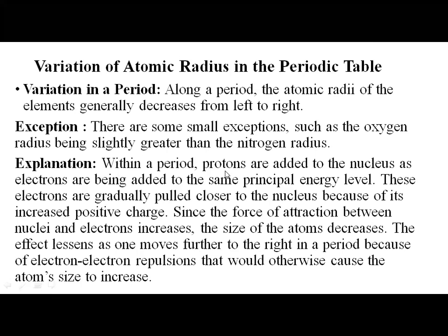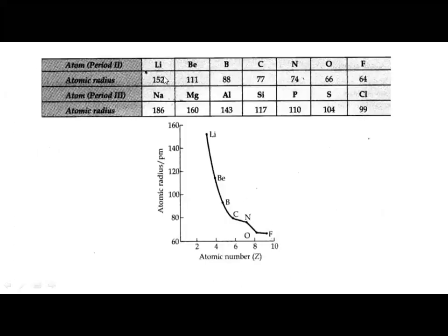Yes? Okay. So explanation. Within a period, protons are added to the nucleus as electrons are being added to the same principal energy level, that is shell. These electrons are gradually pulled closer to the nucleus because of its increased positive charge. What is positive charge? It is nothing but nuclear charge. Since the force of attraction between the nucleus and the electrons increases, the size of the atom decreases. The effect lessens as you move further to the right of the period because electron-electron repulsions would otherwise cause atom size to increase. You can see here.